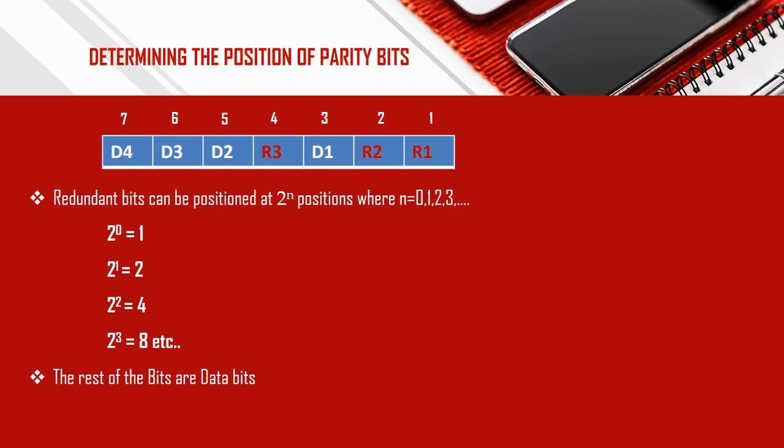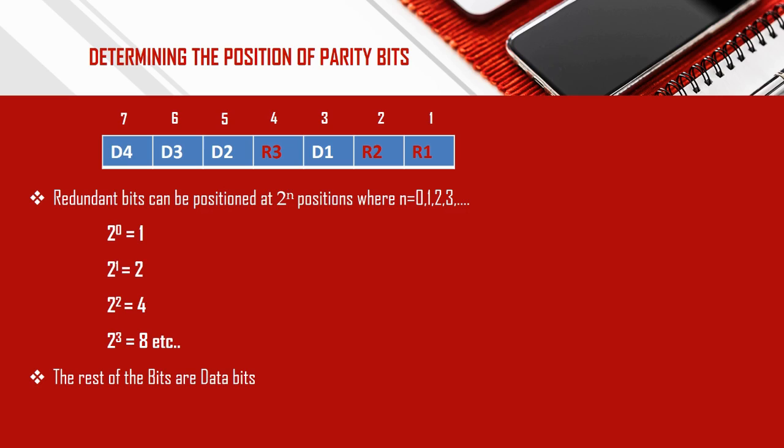Next, determining the position of parity bits. The redundant bits can be positioned at 2 to the power n positions, where n is equal to 0, 1, 2, 3, etc. So 2 to the power 0 is equal to 1, so we can place the parity bit at the first position. And 2 to the power 1 is equal to 2, so in a similar way, the second parity bit can be placed in the second position. 2 to the power 2 is equal to 4, so we can place the third parity bit at position 4, and 2 to the power 3 is equal to 8, so we can place another parity bit at position 8. The rest of the bits are called data bits.